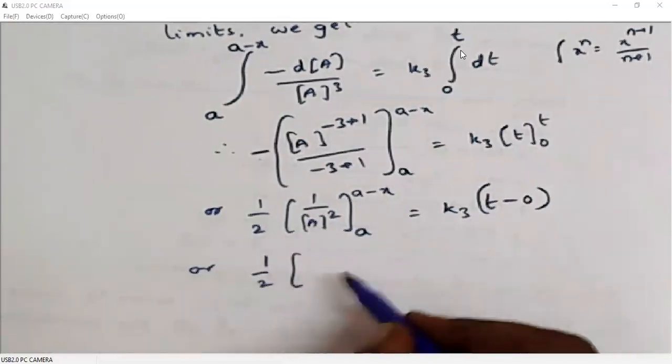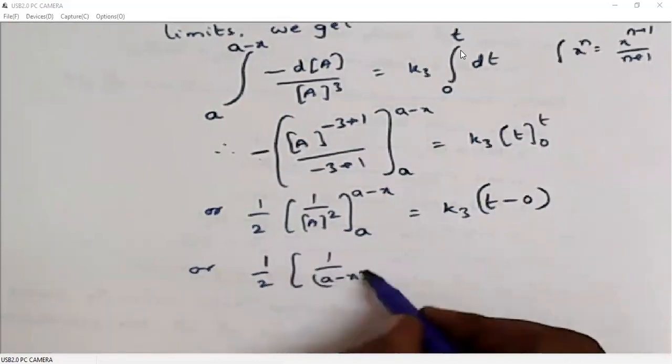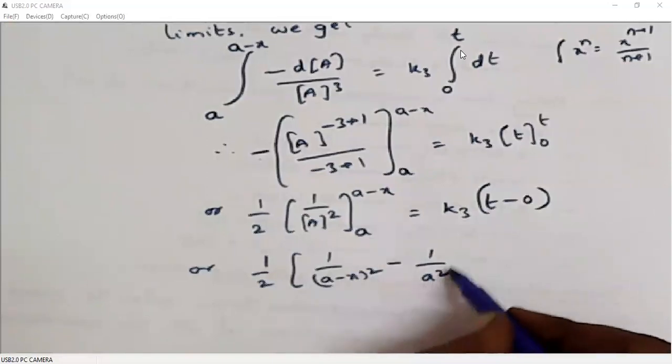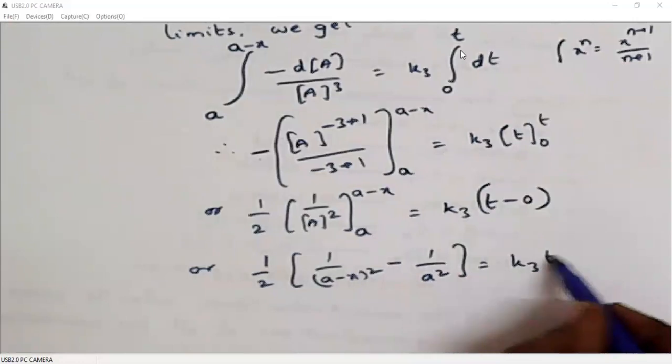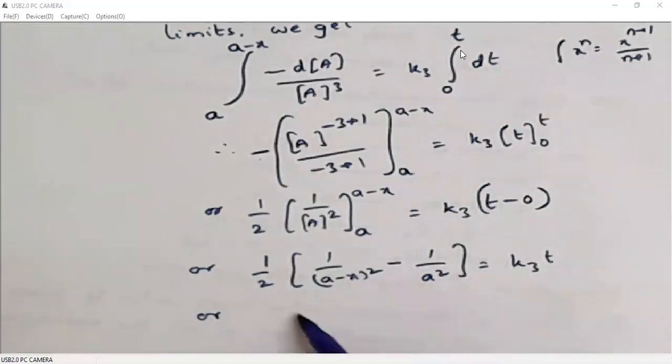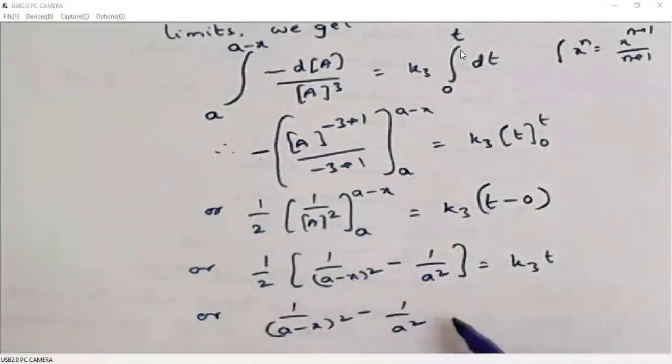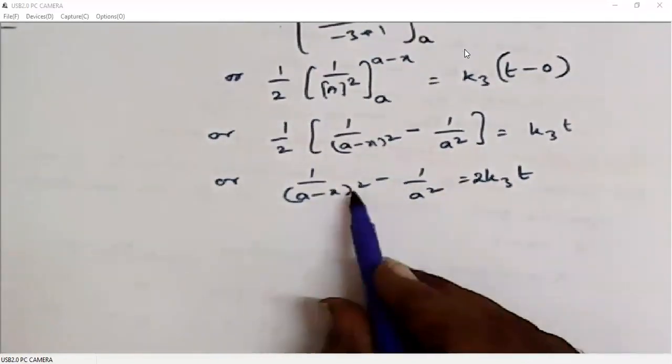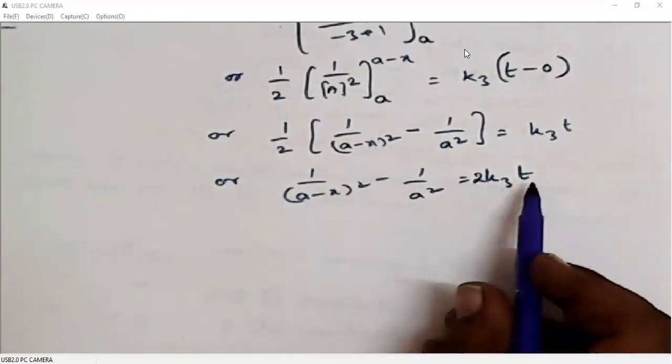Or here also we can write 1 by 2 into 1 by A minus x whole square, upper limit, minus 1 by lower limit A square, is equal to k3 into t. Or 1 by A minus x whole square minus 1 by A square is equal to 2k3 into t. We will simplify it further. 1 by A minus x whole square minus 1 by A square equal to 2k3 into t.